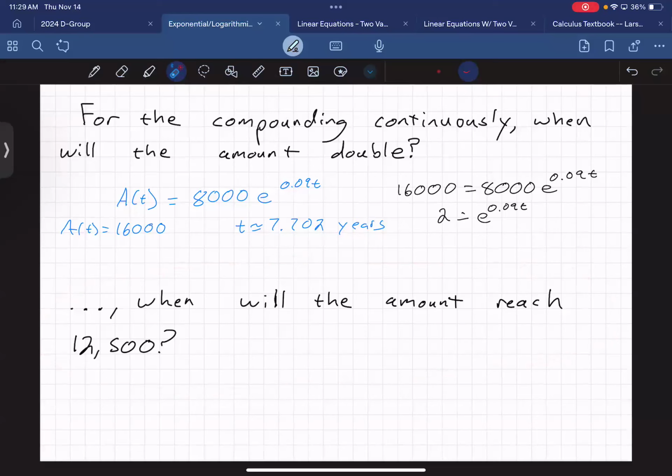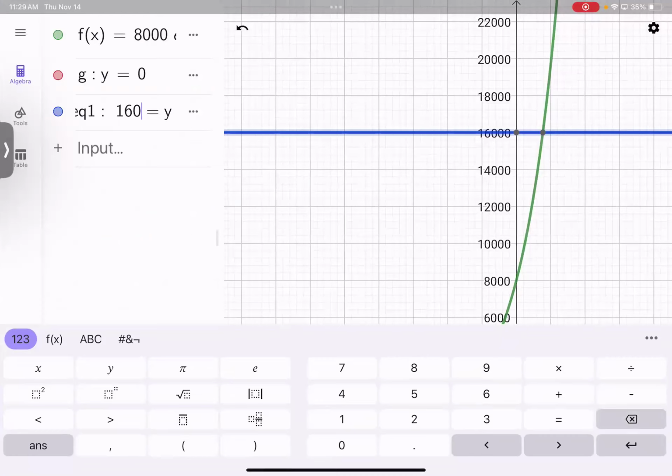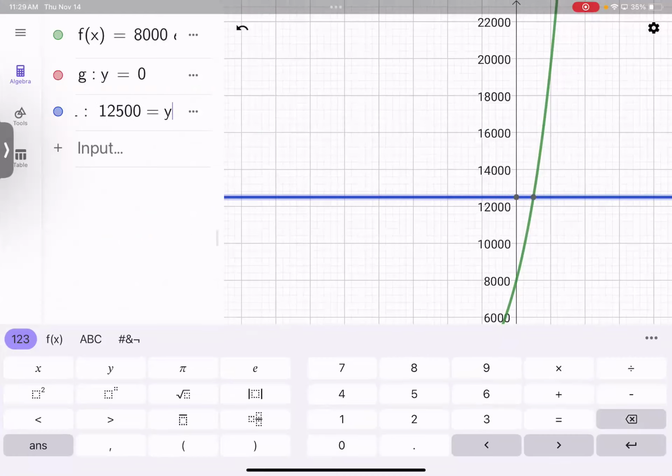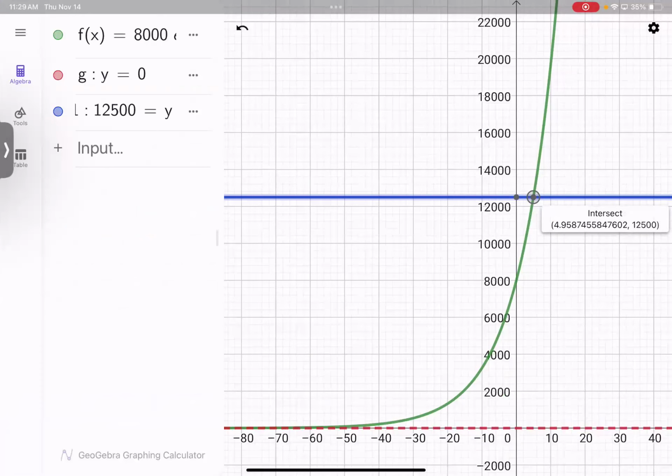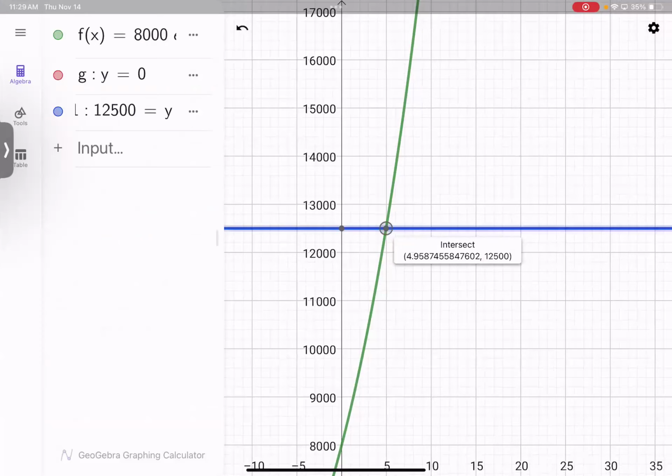So if we wanted to, we can go back to the graph. Instead of doing the 16,000, we could just do 12,500. Okay, so let's go look at that real quick. If I change 16,000 here to 12,500, I can highlight the intersection of those two things. Again, I know it's kind of small, y'all, but make sure you see there is a solution. If you want to write the solution out, it's 4.96.